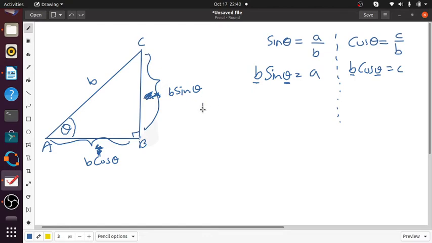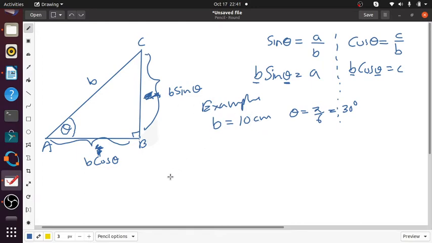So let's look at an example. Say B is 10 centimeters and theta is given as pi by 6. What is pi by 6? Pi by 6 is 30 in degrees, right? Pi by 6 is in radians. This is equivalent to 30 degrees in the sexagesimal scale.